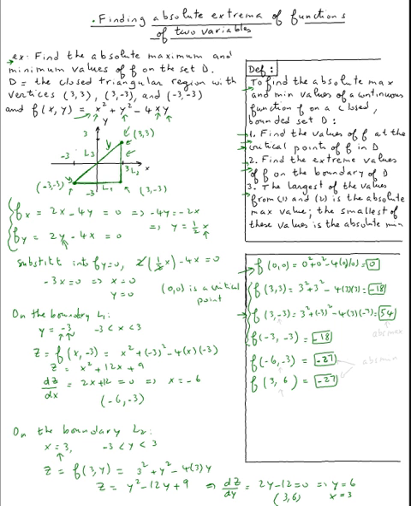So the largest one will be our absolute max. So this is our absolute maximum value, and it happens only at the point (3, -3). And our absolute min is negative 27. But it happens at 2 points, (3, 6) and (-6, -3). And that's it.